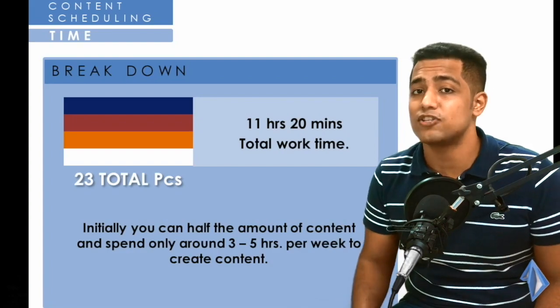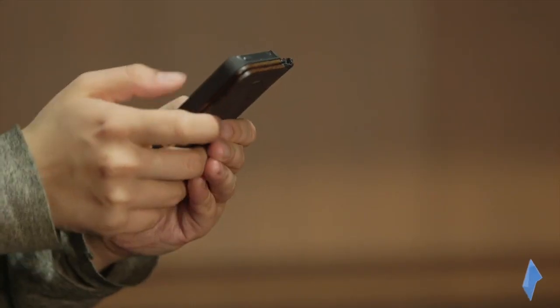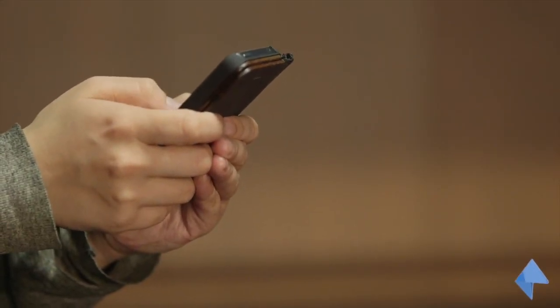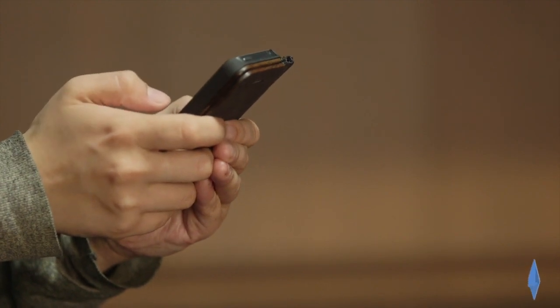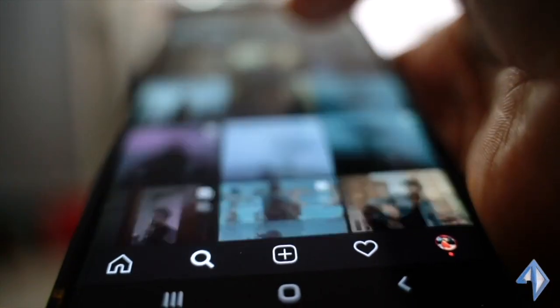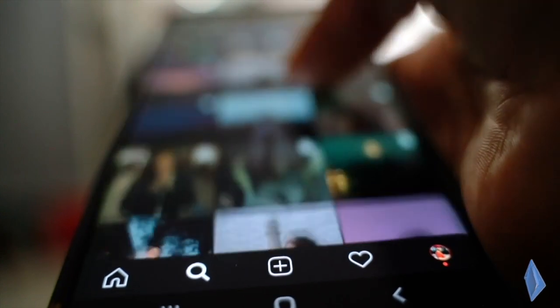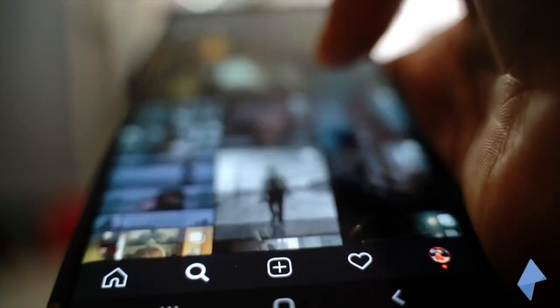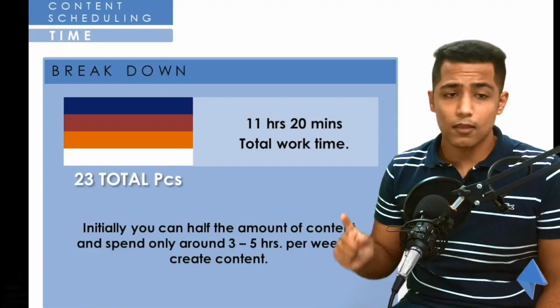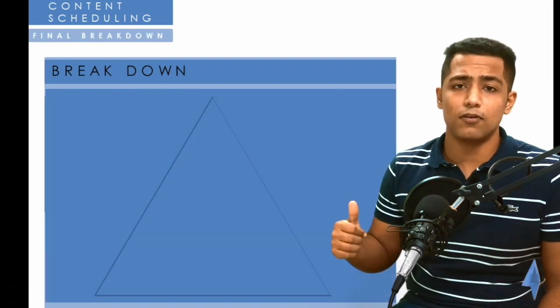That's how I've even scheduled our 5 months. We start very minimum, just with 15 to 20 pieces of content. And within the 5th month, you'll be posting 90 pieces of content every single week. And we have done that scheduling for you. All right, so this is the final breakdown.